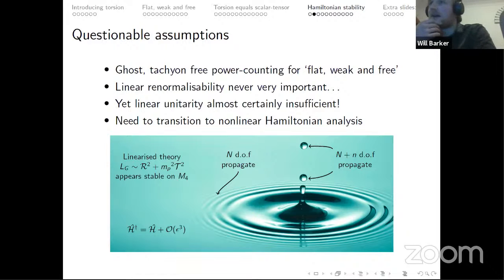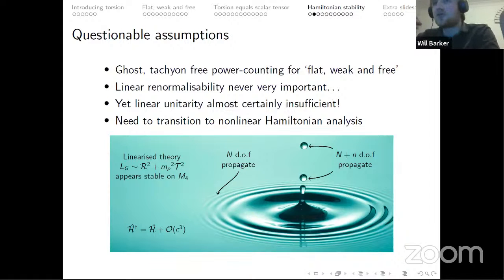Effectively, the problem has to do with the fact that right at the beginning we said, okay, let's take flat space and require that our theory is unitary on that space, so it's not going to have any ghosts or tachyons. And that's also required that it be power counting renormalizable. But we only did this for the linear theory.